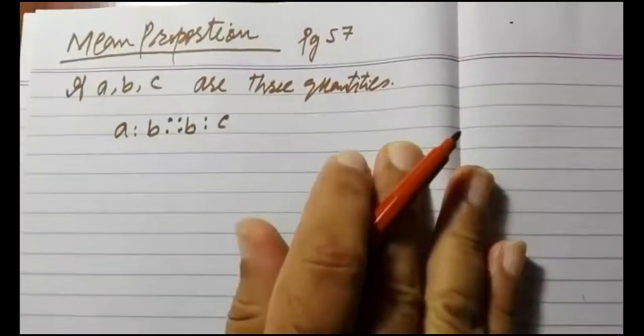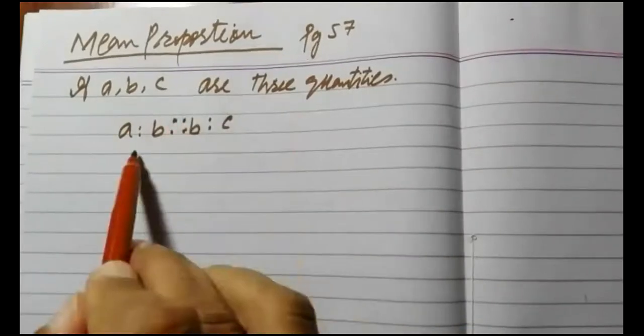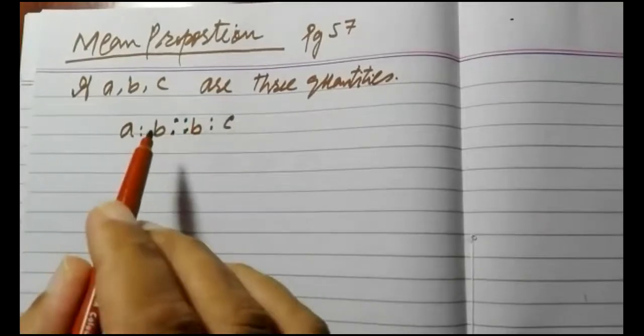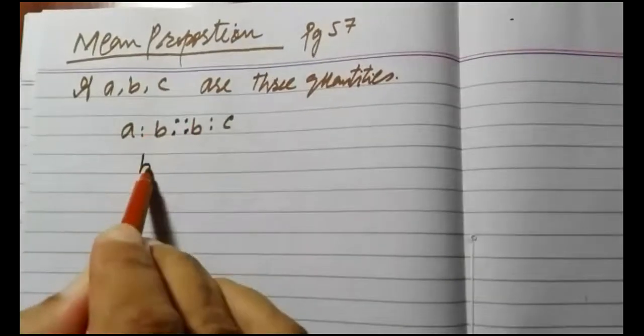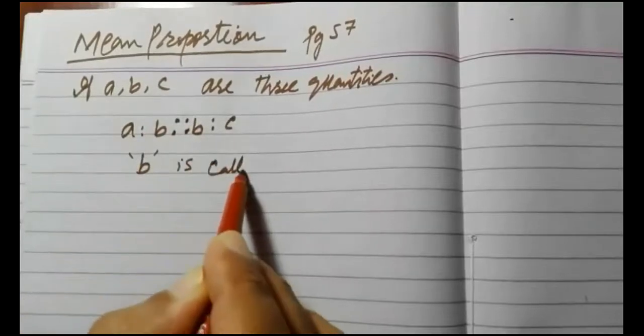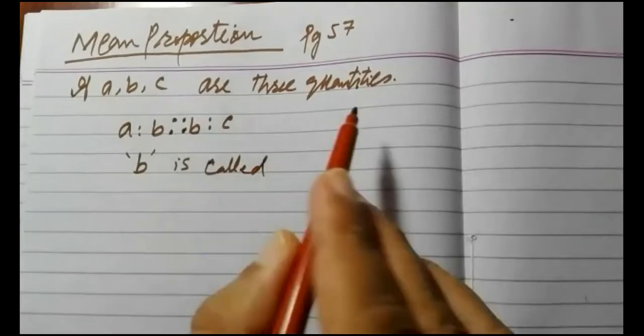So the mean proportions definition stands on page number 57. It says that if you have three quantities and you arrange them like A ratio B, B ratio C, then B is called mean proportion. So this is a simple definition.